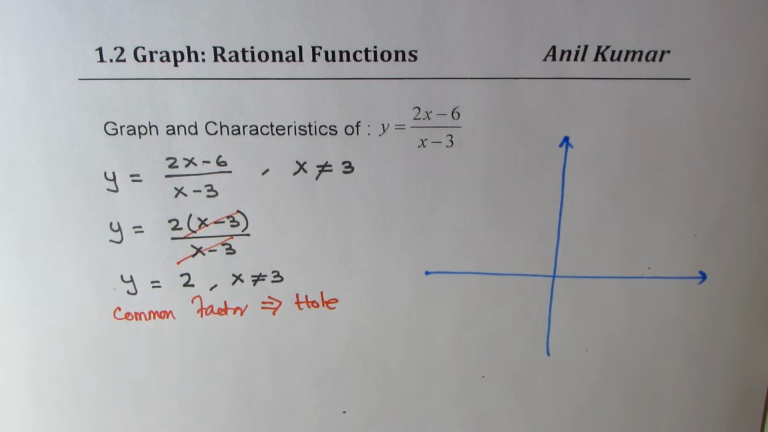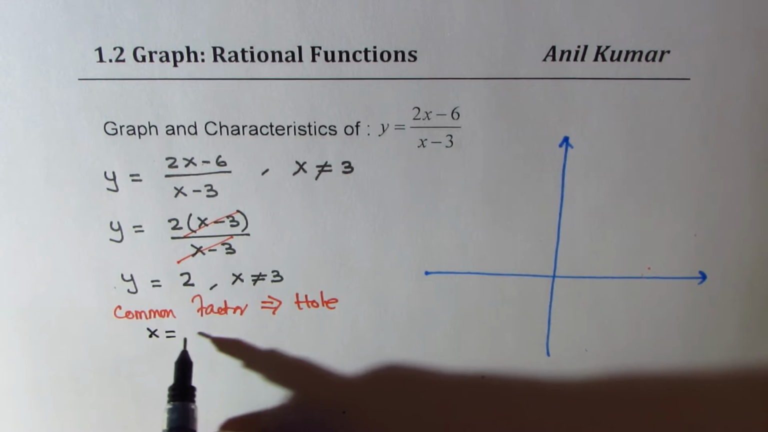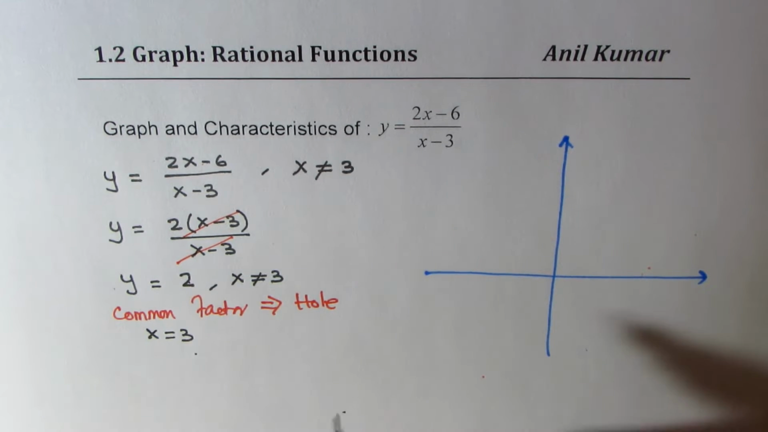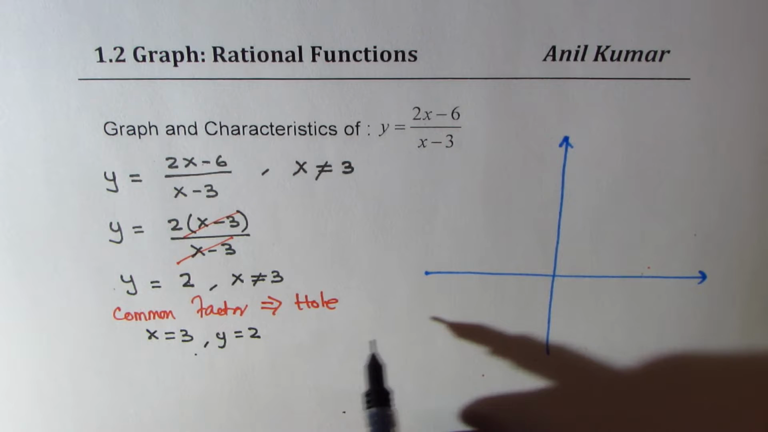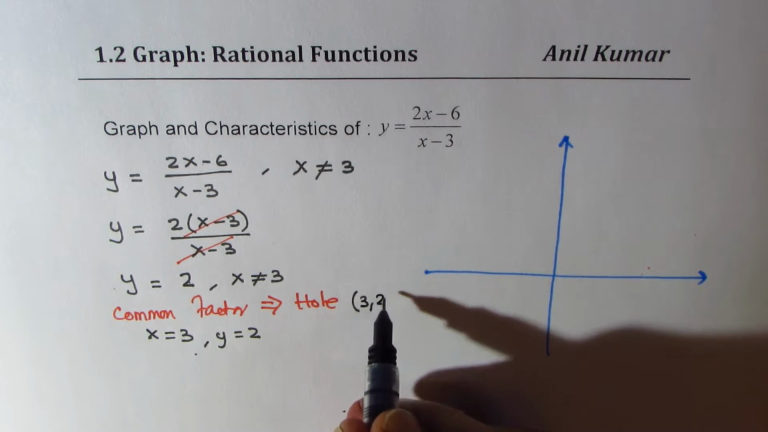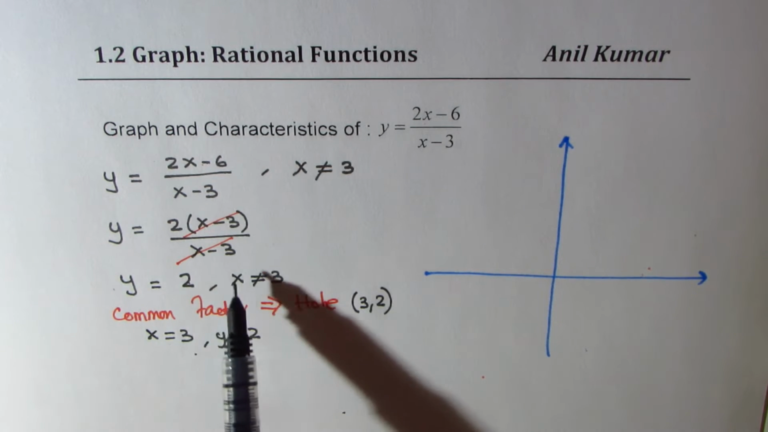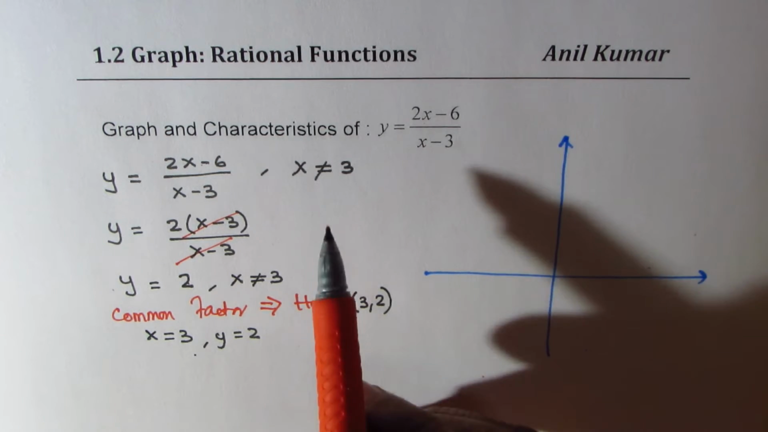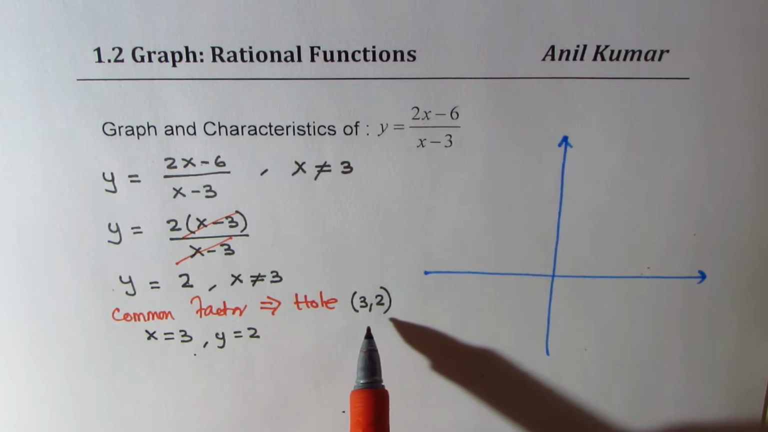That leads to a hole. So just as we had in the previous example, the location of the hole is at x equals 3, which is part of our discontinuity, right? But the y value is always 2. So the location of the hole is x equals 3, y equals 2, or the coordinate point is 3, 2. Perfect. Now, do we have any asymptote in this particular case? Clearly, it's just a constant function. We have no asymptote in this particular case. Is that absolutely clear? So we could have rational functions without any asymptote. Perfect. So there is a hole at 3, 2.